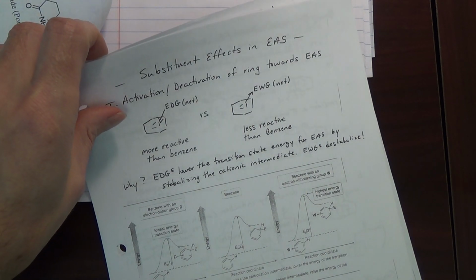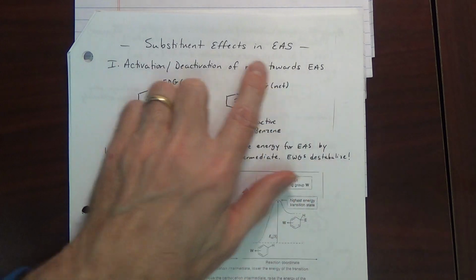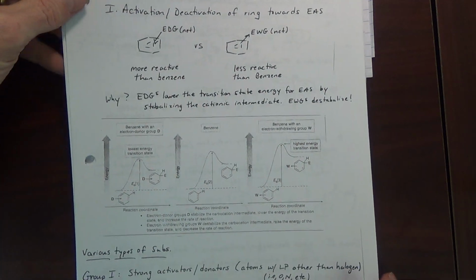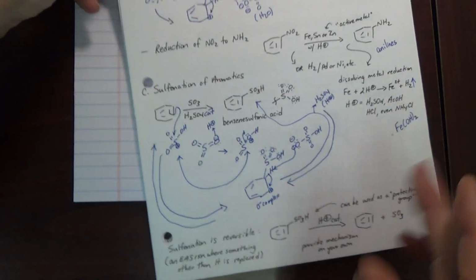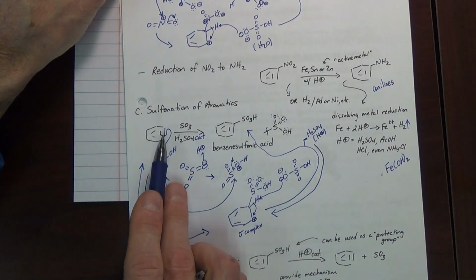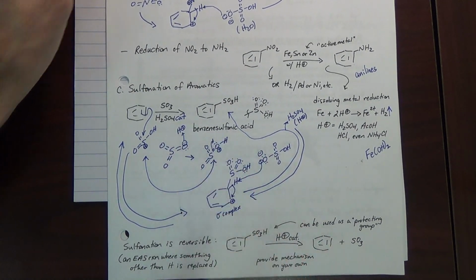I'll end this video here. We're going to next get into substituent effects. Because thus far we've been reacting benzene. And if you react benzene, all 6 carbons are the same. It doesn't matter where we put the new group, it's going to be benzene sulfonic acid.